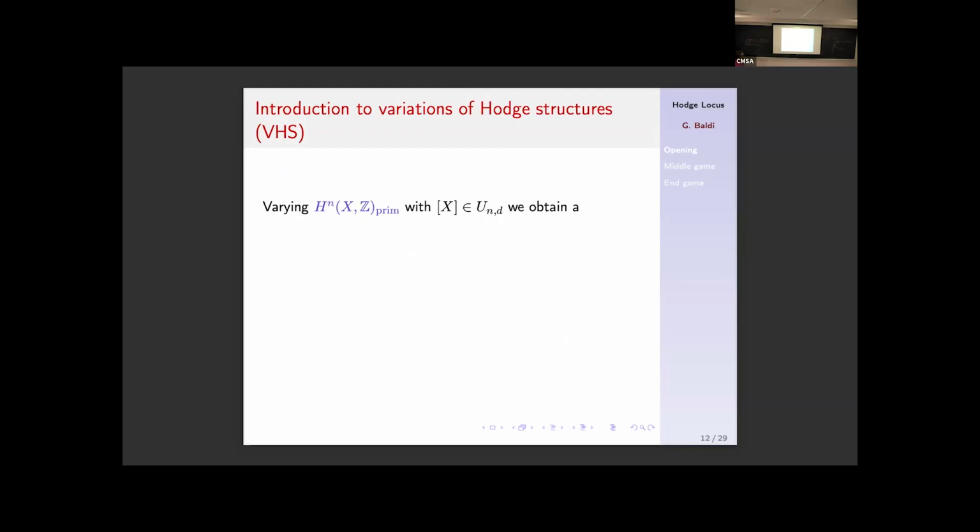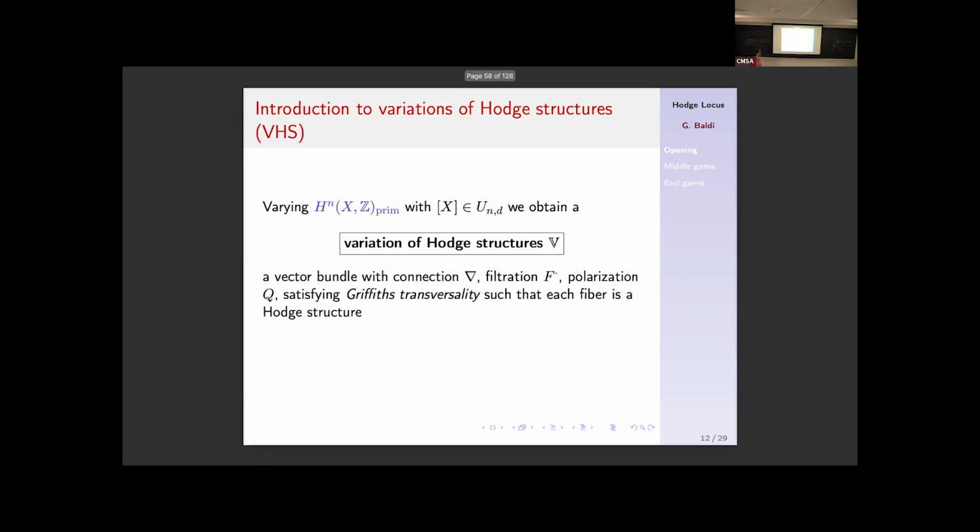The cohomology groups and the Hodge structure on the cohomology vary as you vary X in your parameter space. So U_{n,d} is just smooth hypersurfaces of dimension n and degree d. As X varies here, the Hodge structure on these vector spaces varies, and we obtain a variation of Hodge structure.